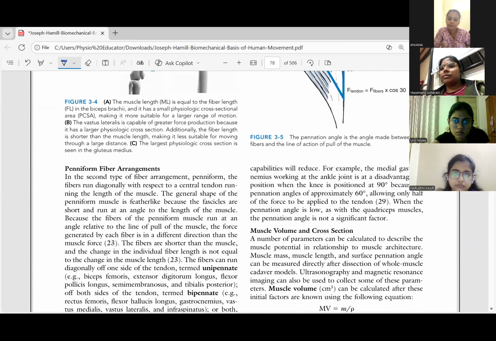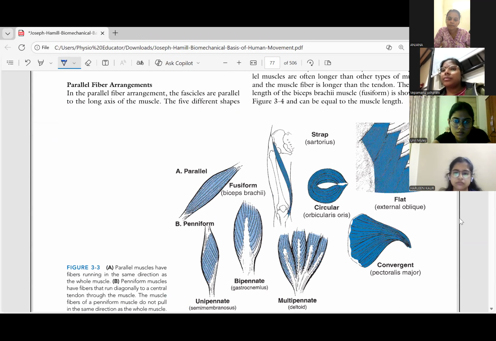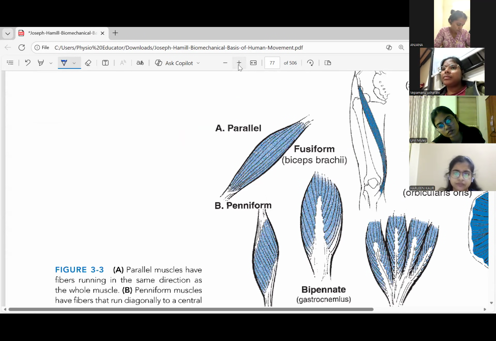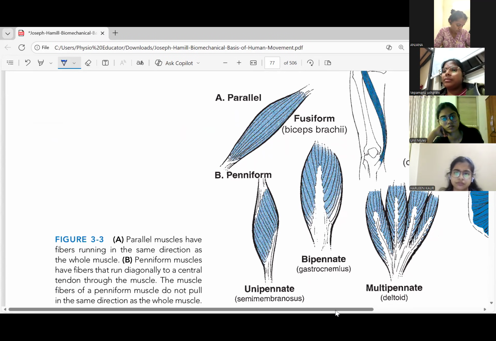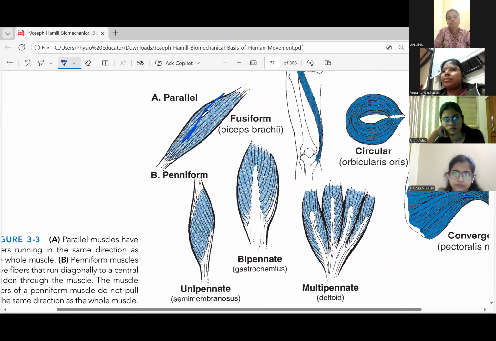Now, we are moving on to the next thing, which is called muscle fiber arrangement, guys. When it comes to muscle fiber arrangement, we have two categories. One is called parallel muscle fiber arrangement. Another one is called pinnate muscle fiber arrangement. So what does parallel mean? Parallel is very simple, where the muscle fibers are parallel to each other. Can you see the image? How they are parallel to each other? That is called parallel muscle fiber.